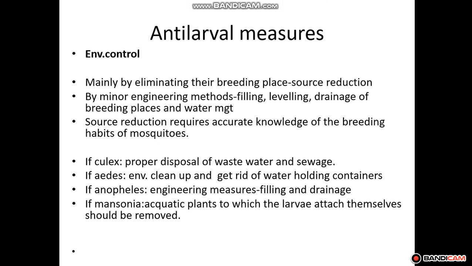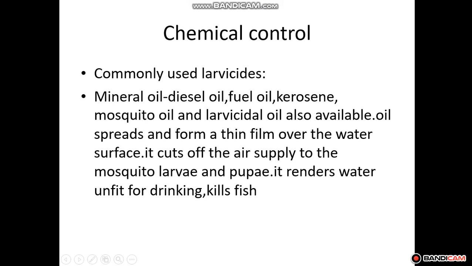In that, the first measure is anti-larval measures. We have seen in the last class about environmental control. I hope you remember the type of mosquitoes prevalent in the specific area. The control measures will be made accordingly, and minor engineering works and other environmental modifications can be done so that we can control a group of mosquitoes.